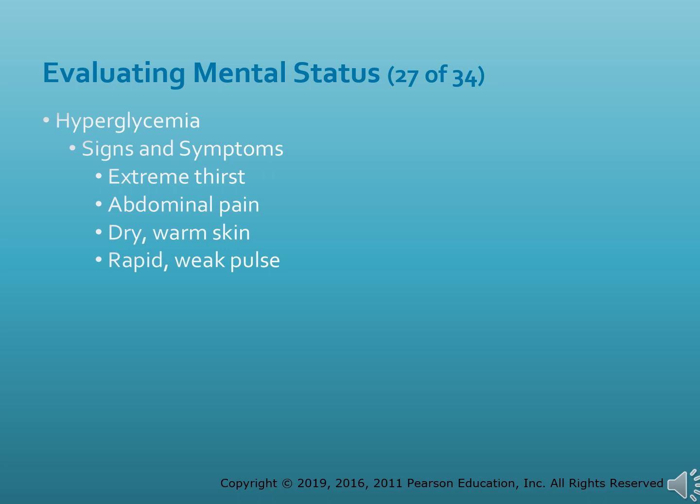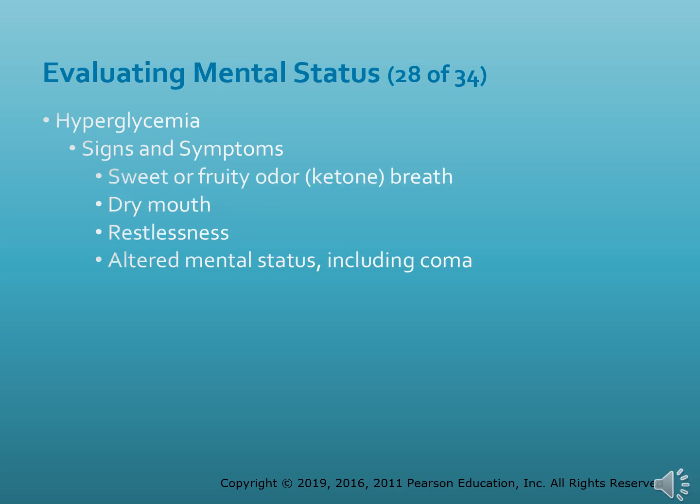Since hyperglycemia takes so much longer to develop, it is not encountered as often in the pre-hospital setting. It is more commonly found in patients with poor glucose control. But there are times that they can be in the pre-hospital setting and will have altered mental status. So as we're doing our vitals, I highly recommend making blood glucose a normal vital signs check. Some other signs and symptoms can be a sweet or fruity odor or ketone breath, dry mouth, restlessness, and altered mental status, including coma, can happen with a hyperglycemic patient.